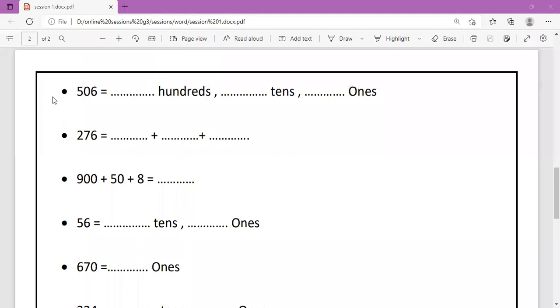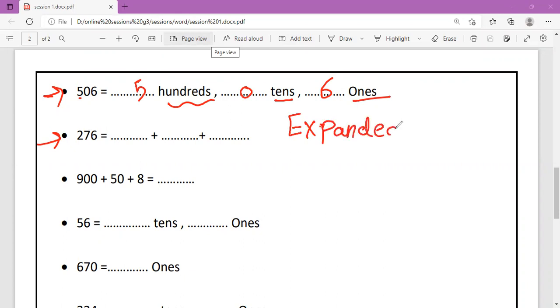Okay, this one here, 506. So 5 in hundreds. And what in tens? Just zero. What in ones? We have 6 in ones, that's right. Here I want to know the expanded form. Expanded form. Okay, so let's go down first.